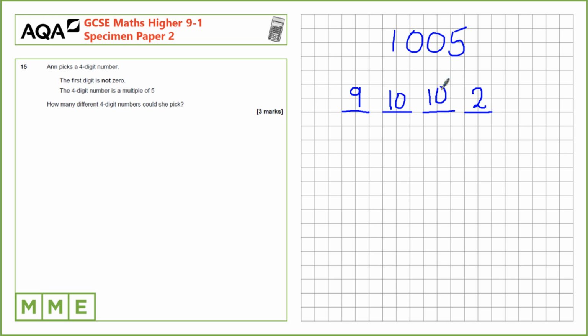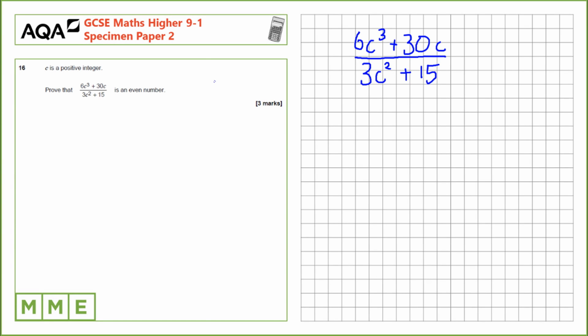Finally, to find out how many different numbers she could pick, we need to multiply these numbers together, to find the number of combinations that could be possible. So 9 times 10 times 10 times 2, 1,800 different numbers.